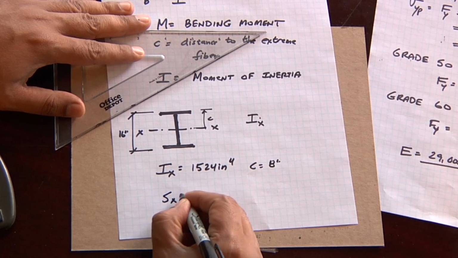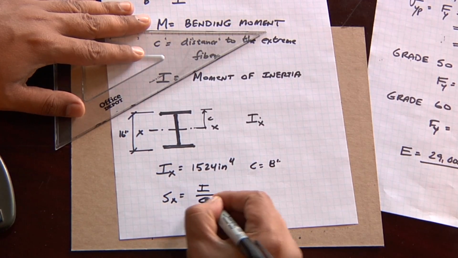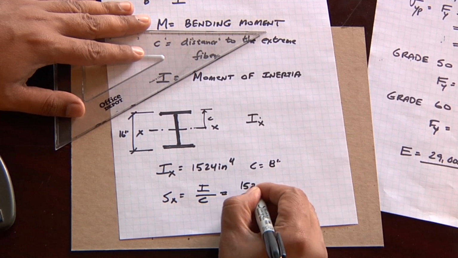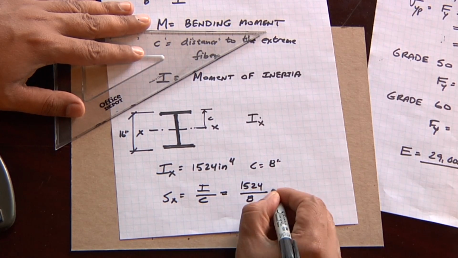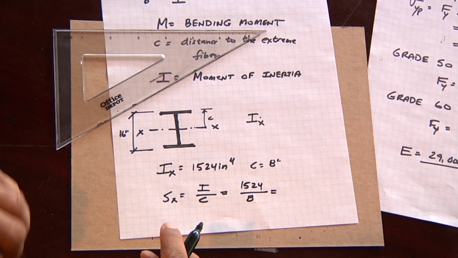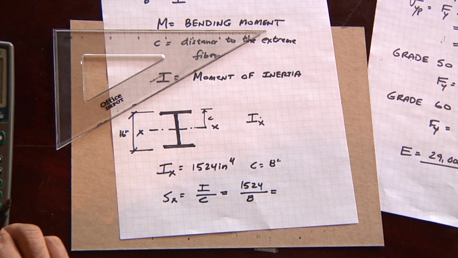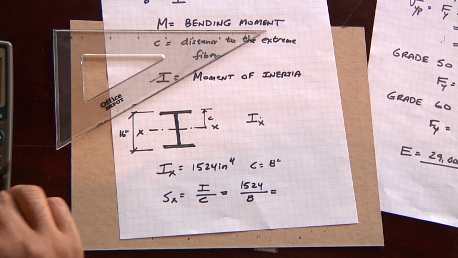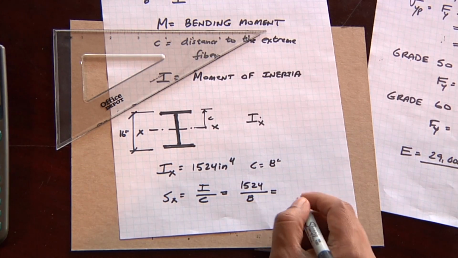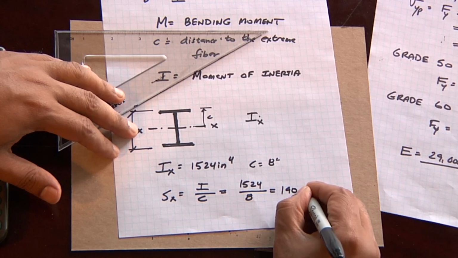Well, the section modulus, which is defined as I over C, is 1524 divided by 8. And let's see what that calculates out to be. So 1524 divided by 8 is 190.5 inches cubed.